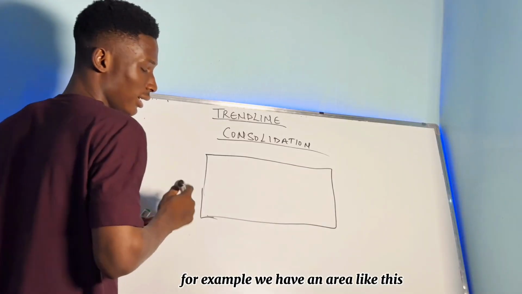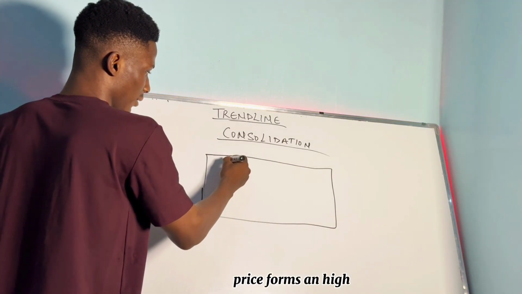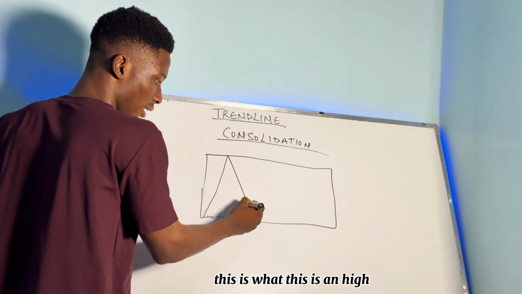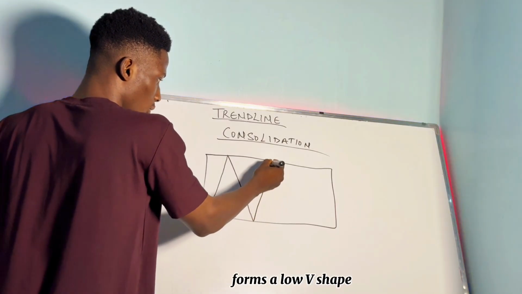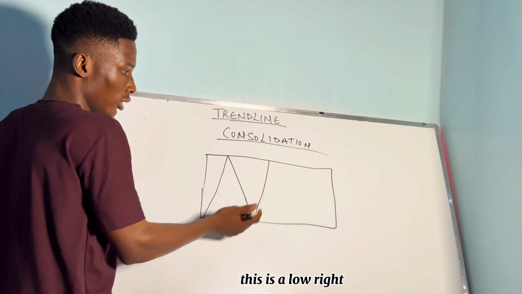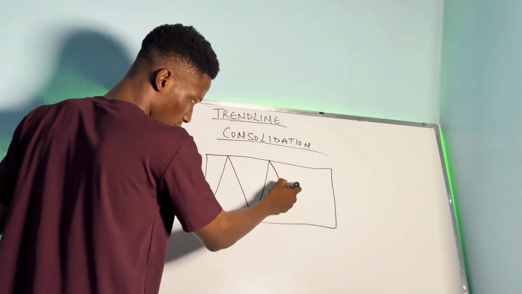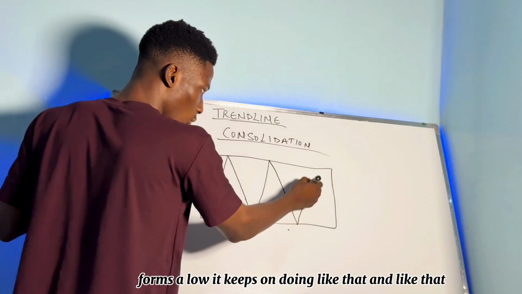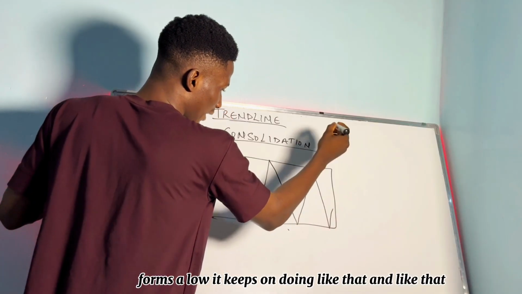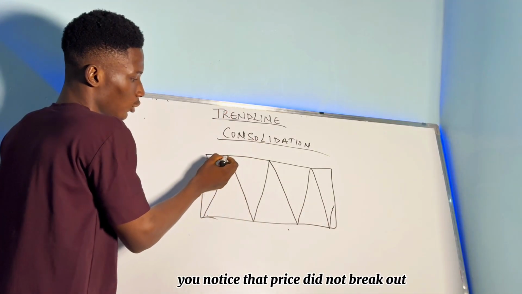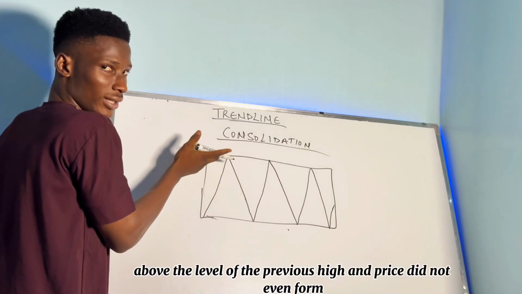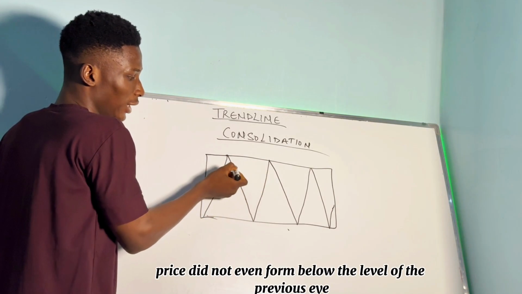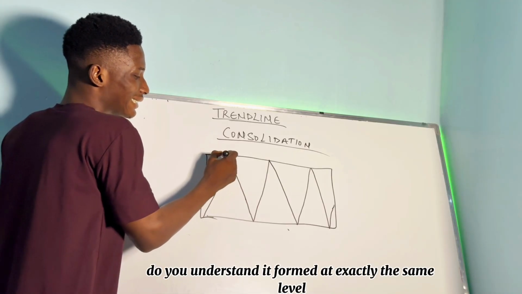For example, I have an area like this. Price forms a high, gets to this point, comes back, N shape. This is what? This is a high. Price goes back down, forms a low, V shape. This is a low, right? It gets back to that point again, comes back again, forms another high, comes back to this point again, forms a low. It keeps on doing like that and like that. You notice that price did not break out above the level of the previous high, and price did not even form below the level of the previous high. Do you understand? It formed at exactly the same level.